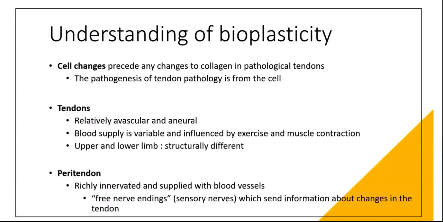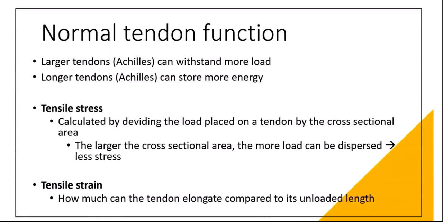The tendons in the upper extremity and the lower extremity seem to be structurally different. The peritendon, on the other hand, is richly innervated and supplied with blood vessels. There are some kind of free nerve endings which send information about changes in the tendon, and that's interesting to know.